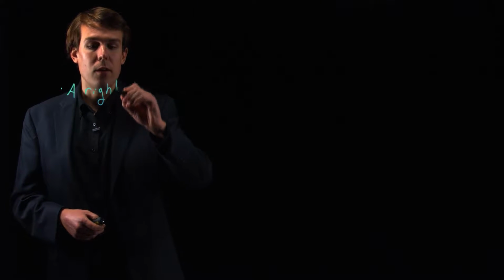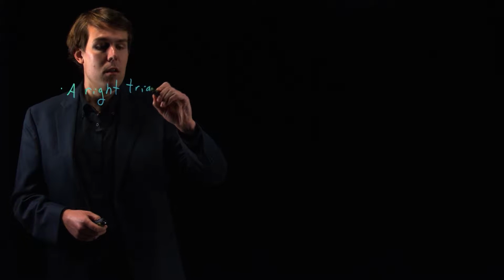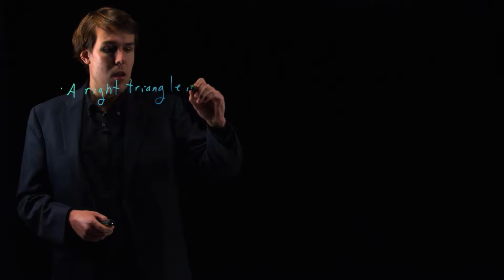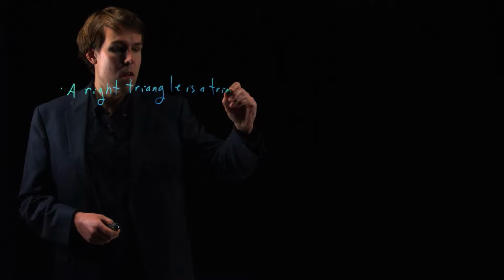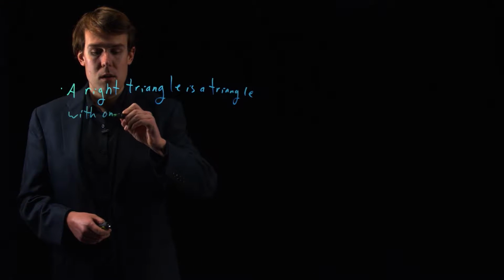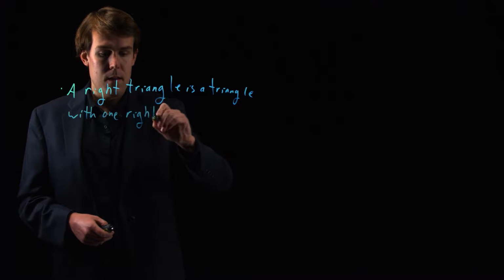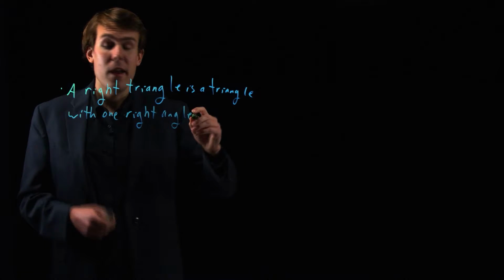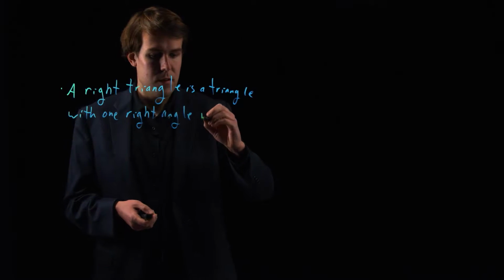Welcome back. We'll finish our discussion of triangles by discussing right triangles, which have special properties that can be tested for on the CLEP exam. So recall, a right triangle is a triangle with one right angle. And of course, a right angle is an angle that is 90 degrees.